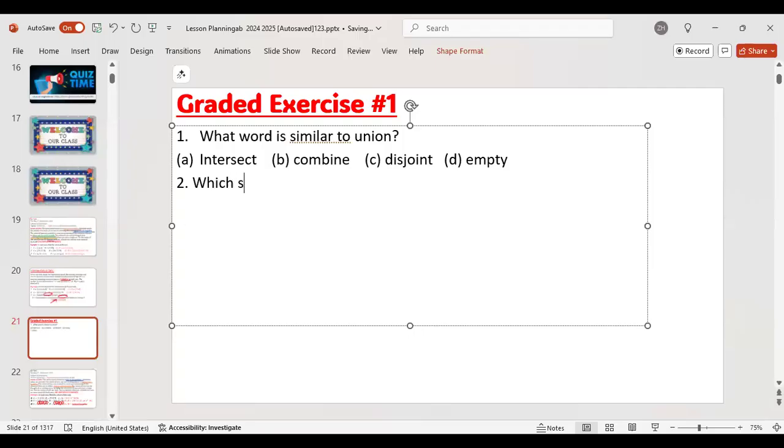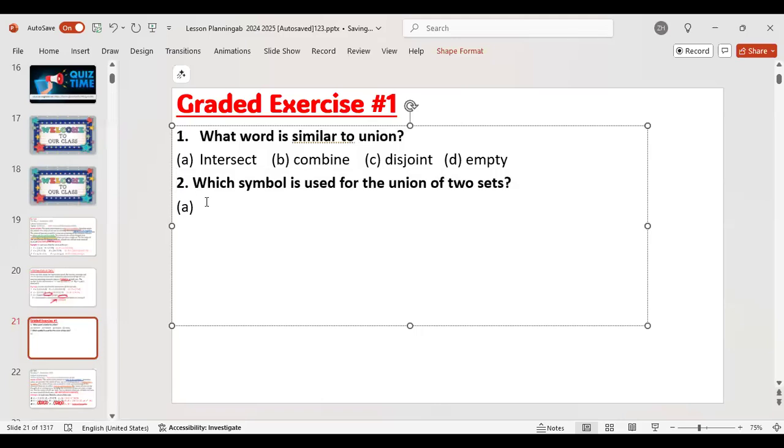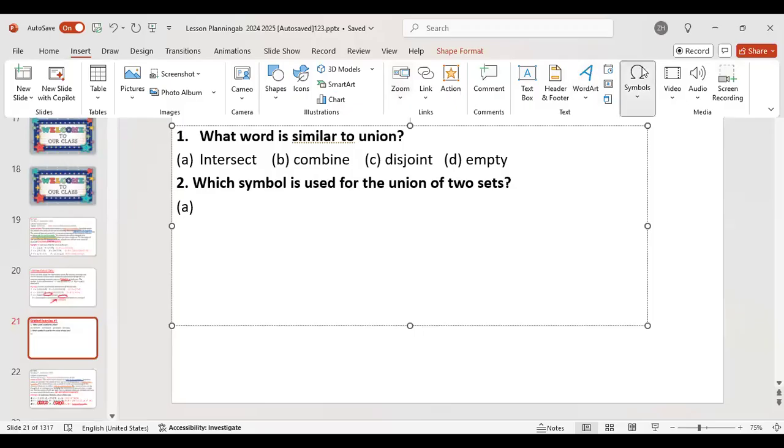So which symbol is used for the union of two sets? Which symbol is used for the union of two sets? In the end, you have the answers in your book, all right? In your book. Not out loud, not in the chat, in your book. Write down the questions as well as the answers. Make sure you also write the options as well. Make sure to do that.